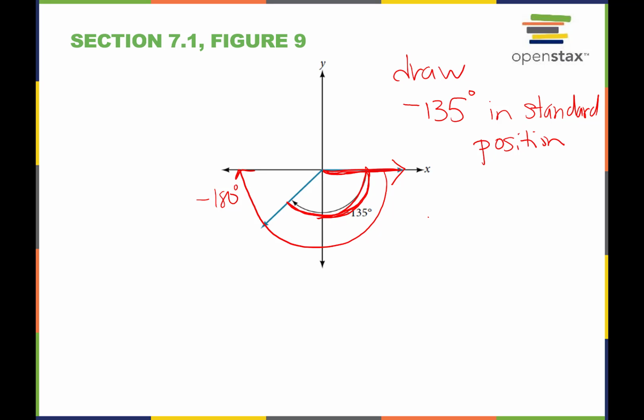And so I know that it's going to be halfway between here and here, because if I take 90 degrees and I add 45, that's 135 degrees. So I know from here to here is 90, and then I do another 45, which would be halfway from here to here. Okay, so from here to here would be our negative 135.